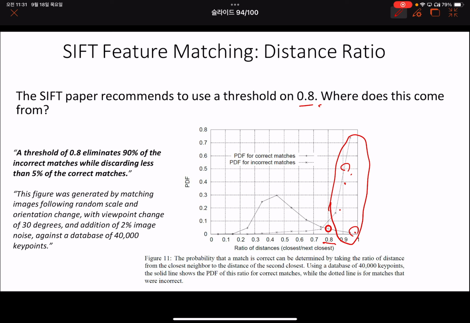It is also based on experimental results. So by considering the second closest descriptor, we can prevent false matchings.